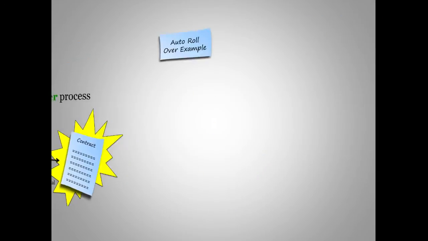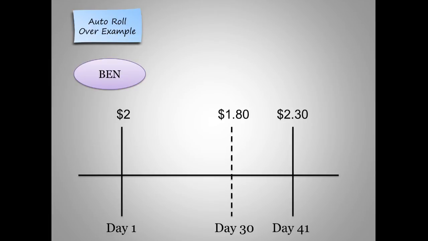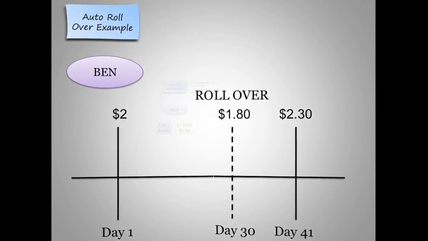Ben went long on a contract at $2. He then holds the contract beyond 30 calendar days. Hence, the automatic rollover would be executed in this case. At day 30, the rollover occurs at a price of $1.80. Ben then closed off his position 11 days later at $2.30. How are the fees calculated then?